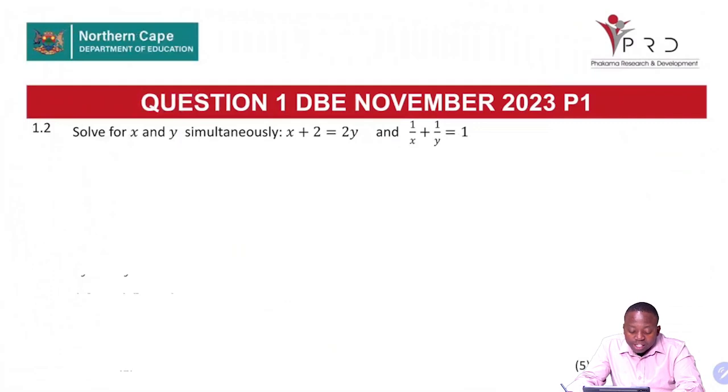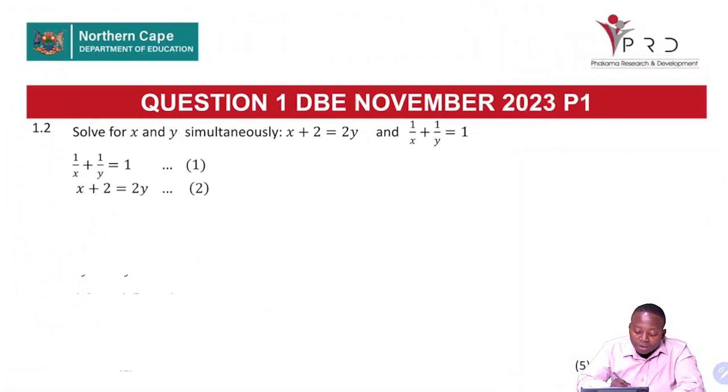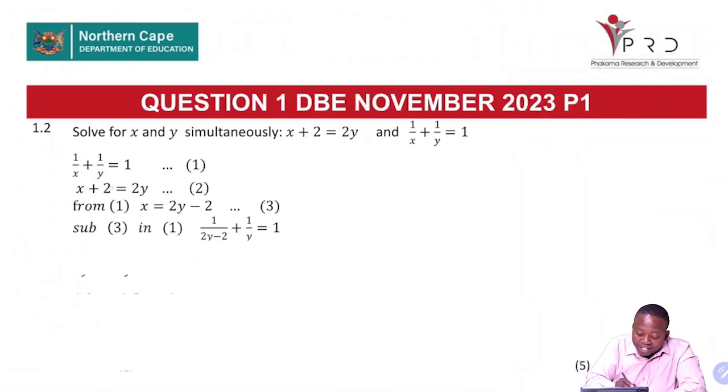Simultaneous equations say solve for x and y simultaneously. So what we do, we label the first equation, equation 1, and the second equation, equation 2. Then from these two equations, we're going to use a simpler equation that's going to assist us to find either x or y.